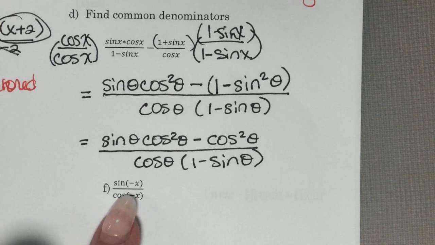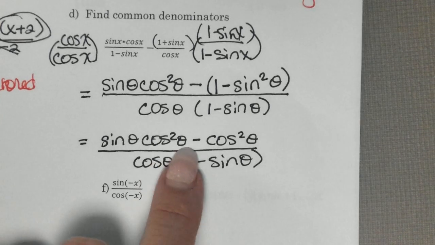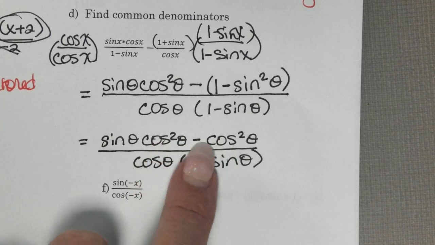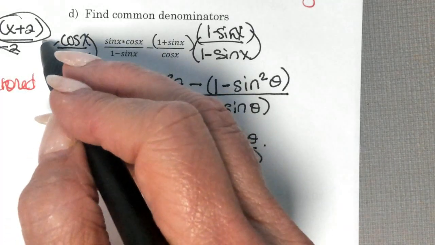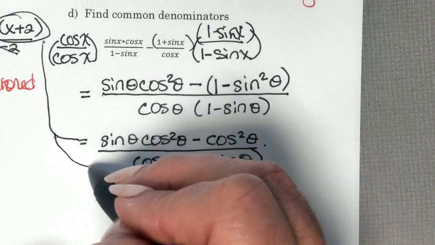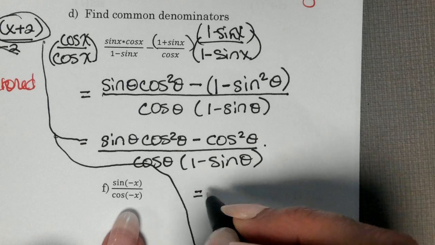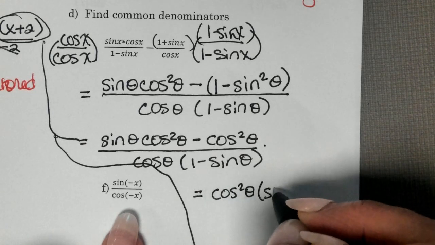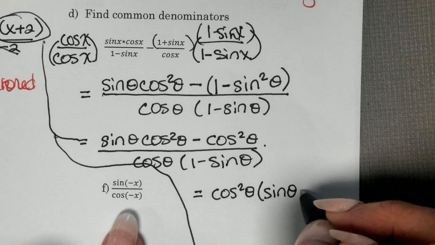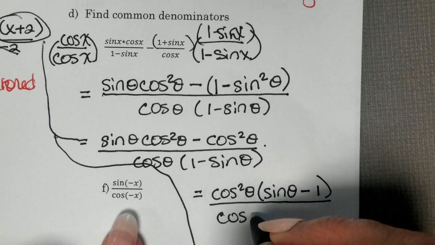Okay, now, there's multiple things you can do next, but what I recommend doing is taking out a common factor of cosine squared at the very beginning. So we're going to, and I'm going to block this off. So we have plenty of room to write. I'm going to factor out my cosine squared. That's going to leave me with sine minus 1 all over my denominator.